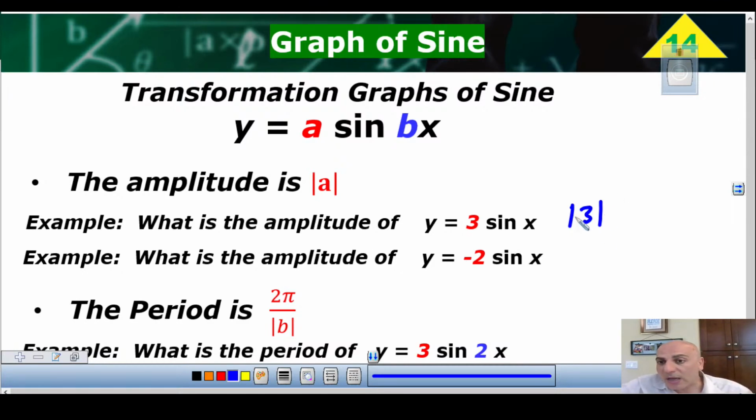So here, for our example, A is going to be the absolute value of 3, which is this item here, remember? This is A, which is just 3. A is 3. Well, how about the second example? Y equals negative 2 sine.